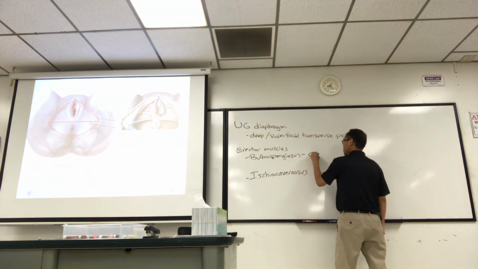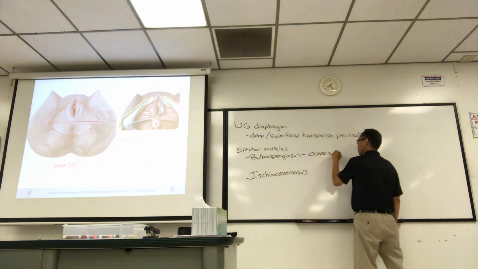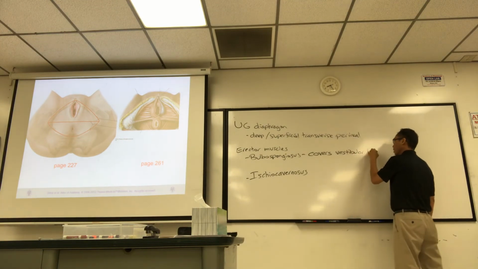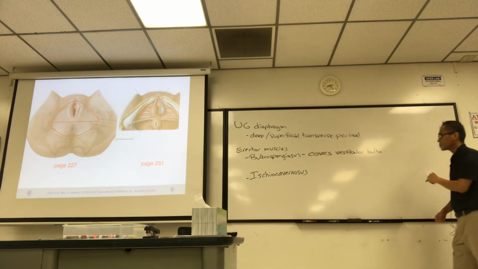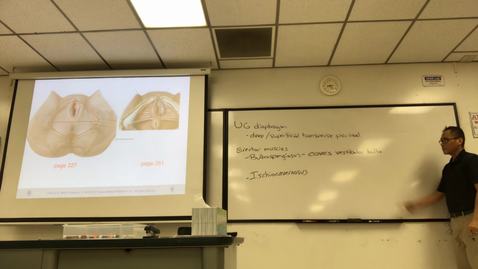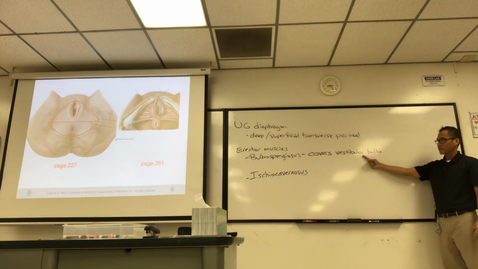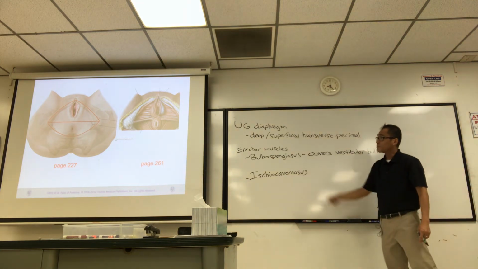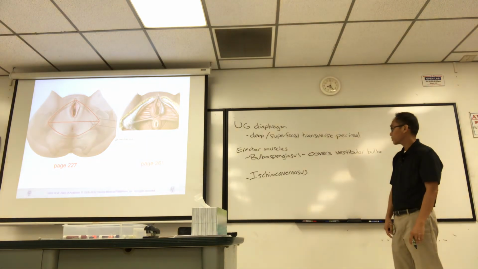Bulbospongiosus covers vestibular bulb. So in males, what was the vestibular bulb? Bulb of penis. Okay. So this is erectile tissue, just like in the male. This time it's covered with bulbospongiosus.